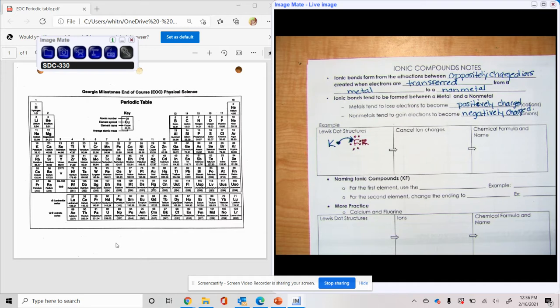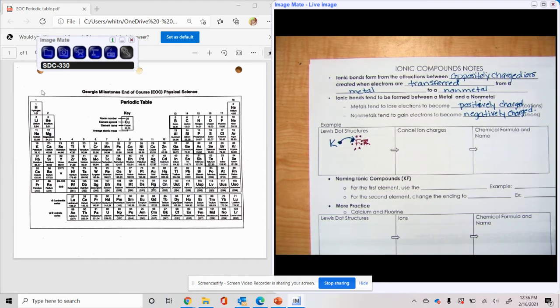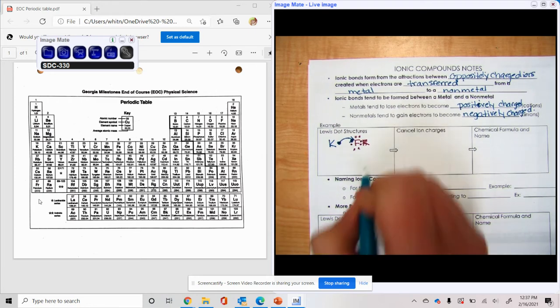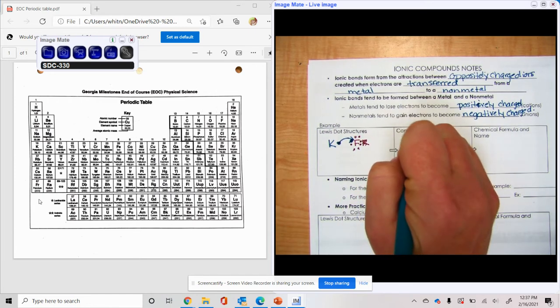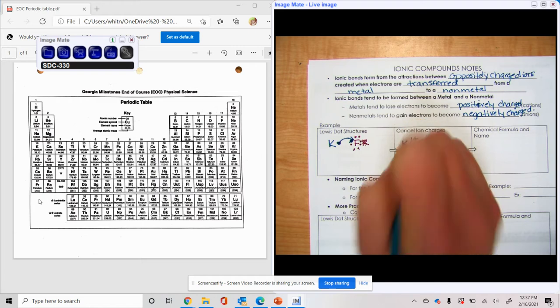And so that's what it's going to look like if we're looking at a Lewis dot structure. Let's look at if we were to not draw the Lewis dot structure, if we were to cancel the ionic charges. What is the oxidation number for potassium? It's in the first column. So it's going to be K1 plus.